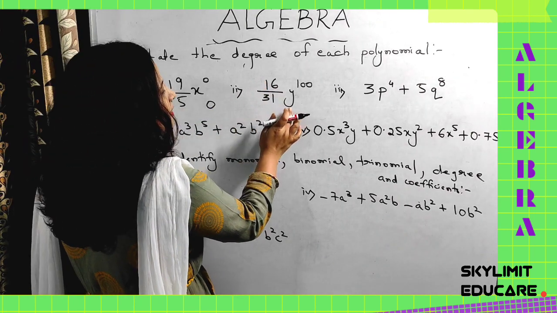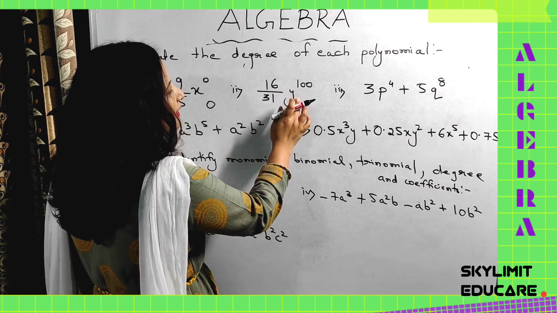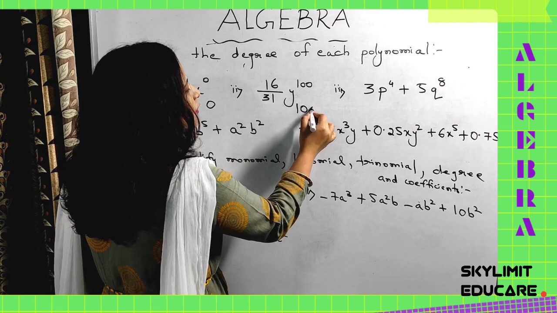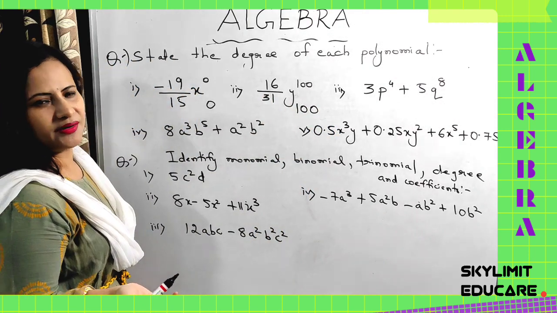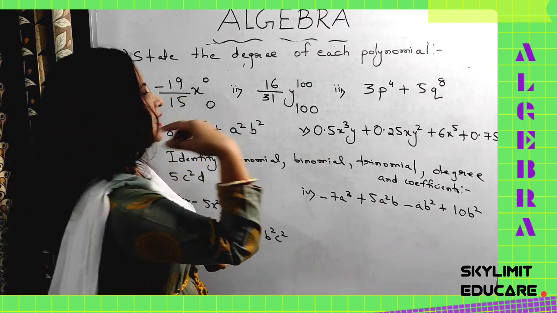Yes? This is also a polynomial. What is the exponent or the power of y here? It's 100. So what is the degree of this polynomial? It's simply 100. Okay. So these two were monomials basically. Yes or no? Now let us come to this.